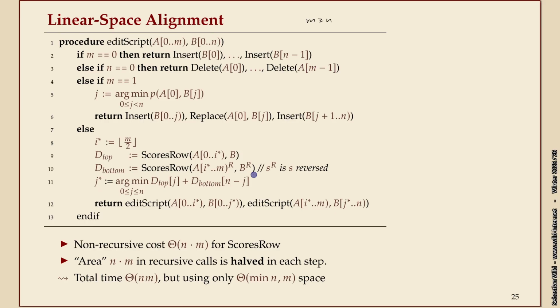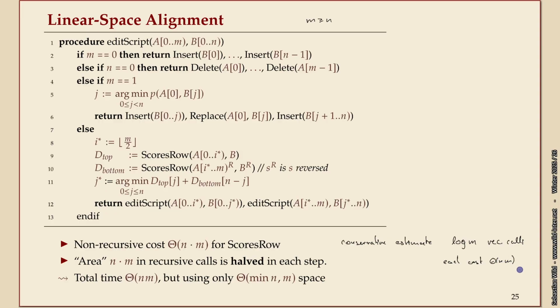So this is the part we have to compute in the non-recursive cost. But then I'm also recursing. Now each time I'm making the first string half as long. So I can have at most log m recursive calls. So a very conservative estimate would be log m times nm, right? That's an n times m.